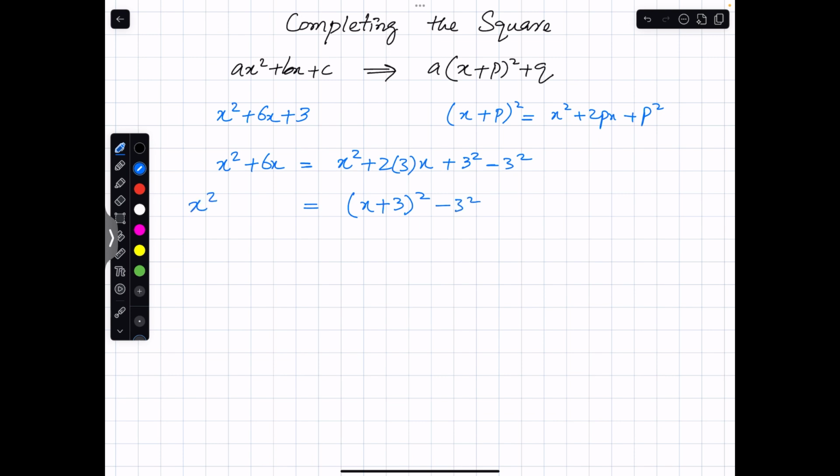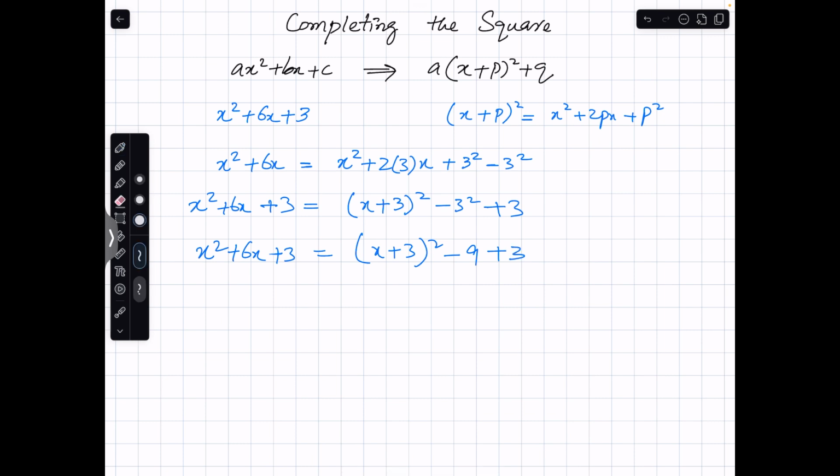So this is x square plus 6x, and now we have plus 3 as well, since we want to write this in terms of this. So here we have to add that 3 term as well. So we will write plus 3, and here we will have plus 3. So we can say that x square plus 6x plus 3 can be written as x plus 3 square minus 9 plus 3. This will be equal to minus 9 plus 3, which is minus 6. So we can write this quadratic expression as x plus 3 square minus 6.